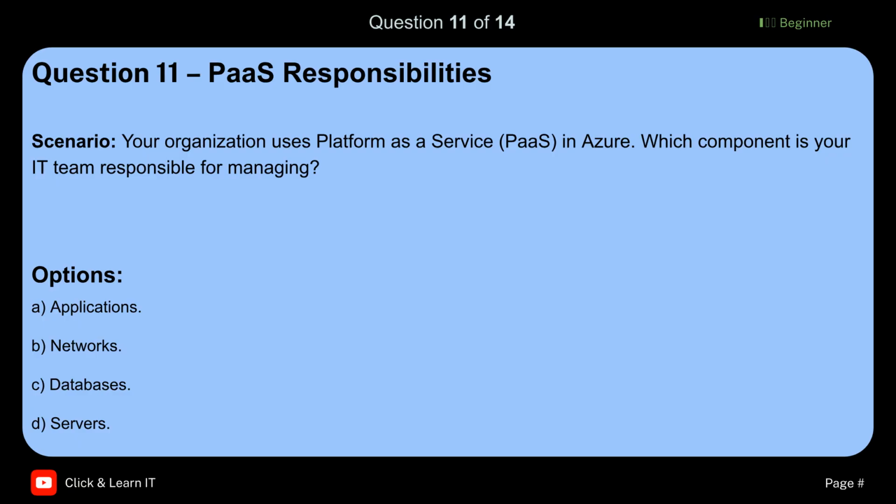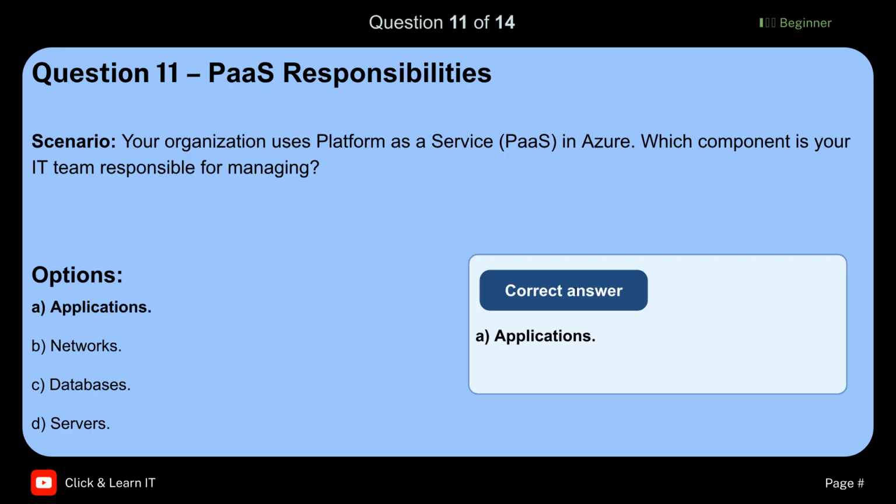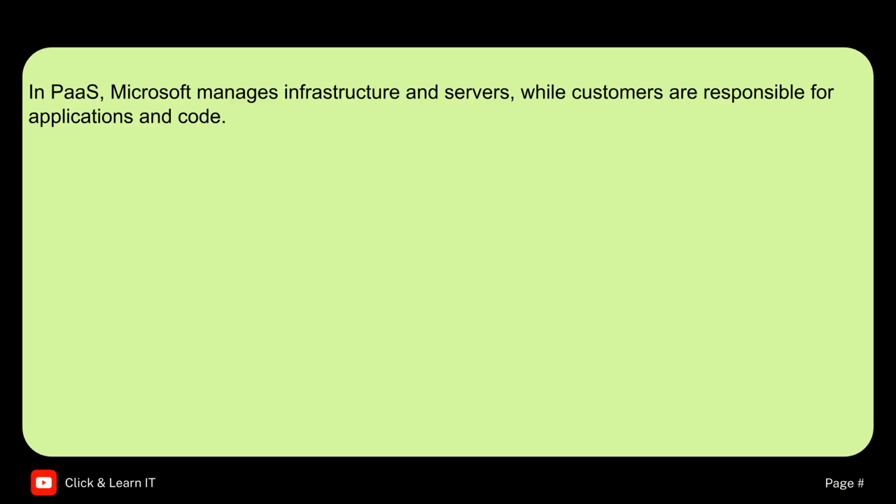Question 11. PaaS responsibilities. If your organization uses Platform as a Service in Azure, which component is your IT team responsible for managing? The correct answer is A, Applications. This includes the applications and data your organization builds and runs on the PaaS platform. In PaaS, Microsoft manages the infrastructure, operating systems, and servers. Customers are responsible for managing the deployed applications and the data used by them.